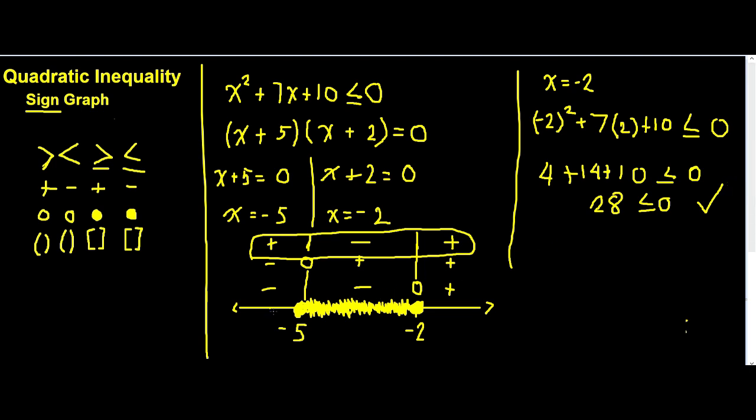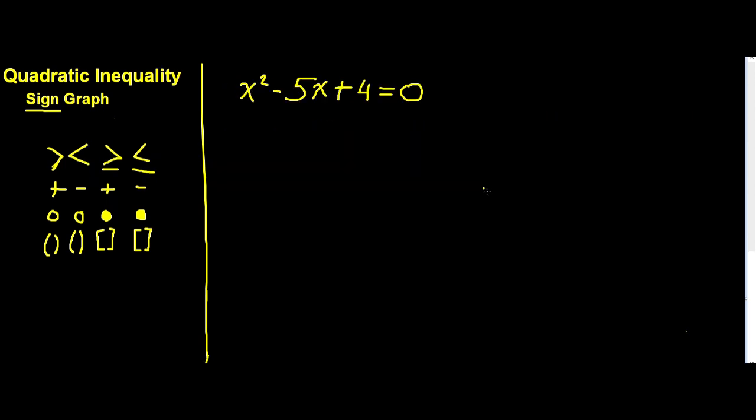While numbers na hindi na-shaded katulad ni negative 1, 0, 1, those are numbers na hindi solution. So, another example, we have x squared minus 5x plus 4 is greater than or equal to 0.